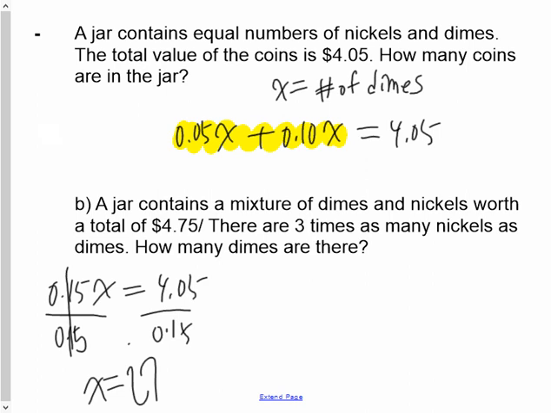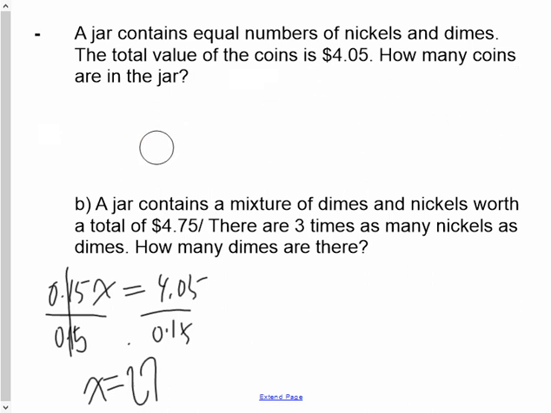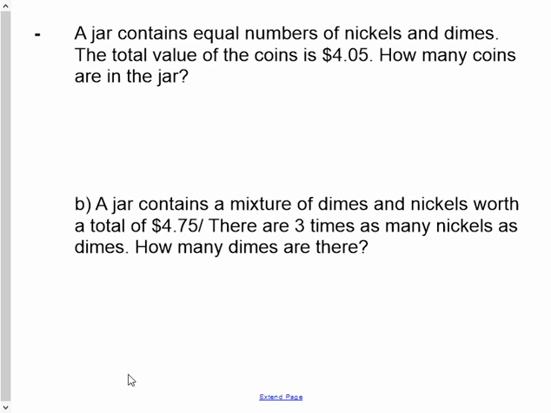Therefore, there are both 27 dimes and 27 nickels. 27 dimes and 27 nickels will equal $4.05. Now, your last question is more complicated, but not too much more complicated. It says a jar contains a mixture of dimes and nickels worth a total of $4.75. There are 3 times as many nickels as dimes. So x is going to equal the number of dimes again.